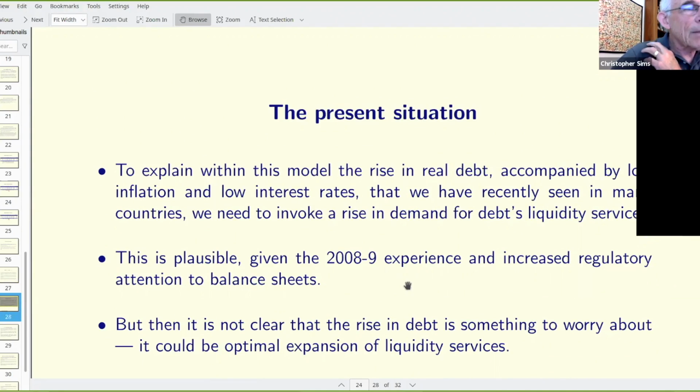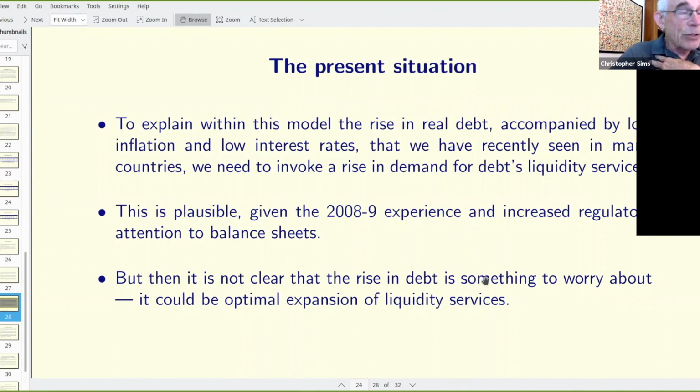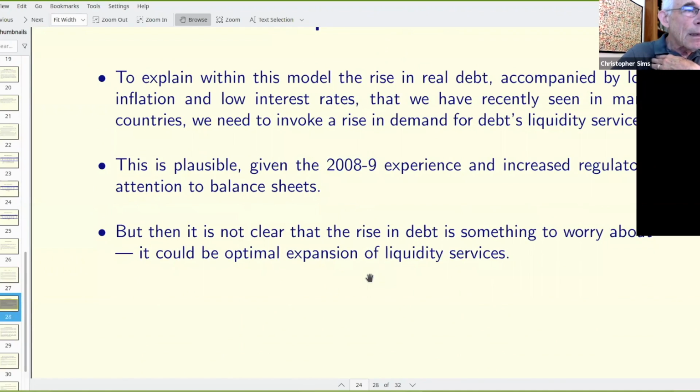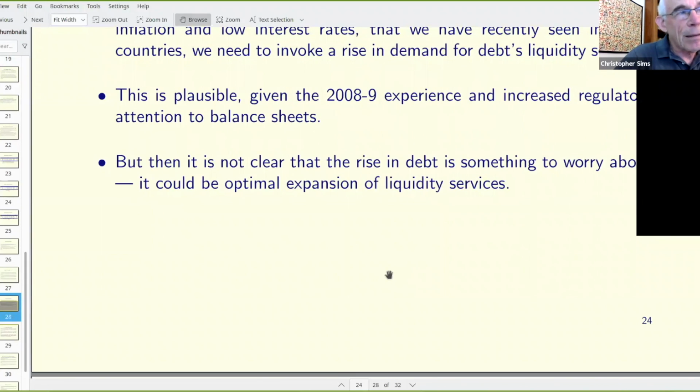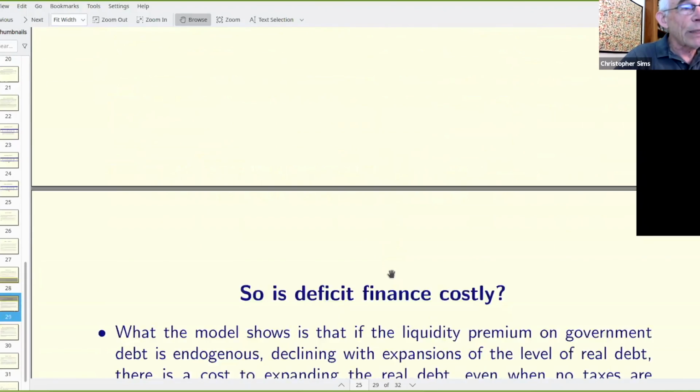It could be that people in the financial industry have suddenly become much more aware of the possibility of fat tail shocks, and also it's surely true that there's increased regulatory pressure on balance sheets that probably increases the demand for government debt. But you can't explain that within this model. You have to bring in outside shocks like this. If the rise in debt has come from a more realistic assessment of the risk of large aggregate shocks, it's not clear that the rise in debt is something bad. It could be an optimal expansion of government liquidity services. But I think the answer to that question depends on a lot of stuff we know very little about.